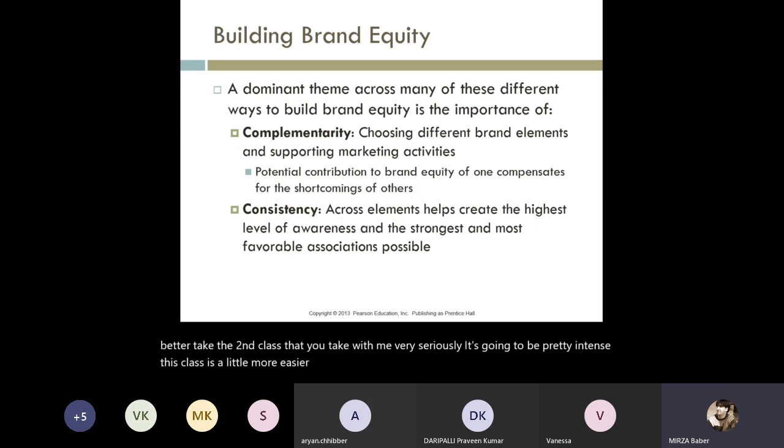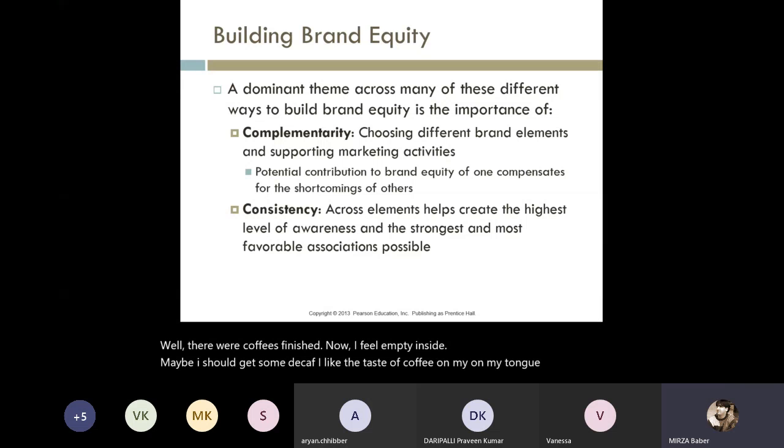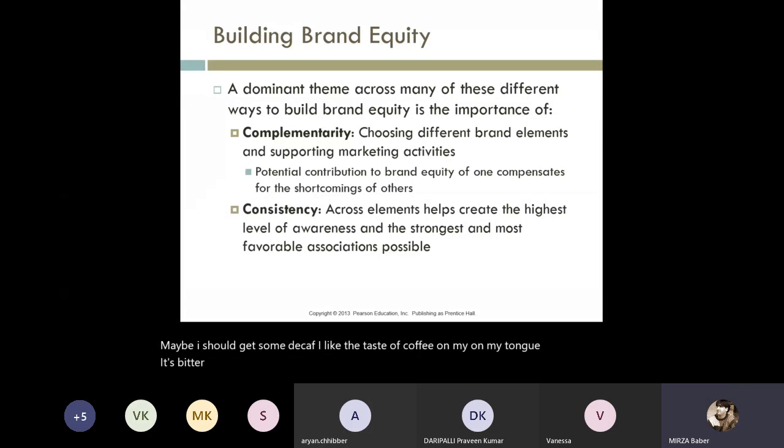Oh, there, my coffee's finished. Now I feel empty inside. Maybe I should get some decaf. I like the taste of coffee on my tongue. It's bitter and it keeps me awake. I wouldn't say awake, it keeps me at attention.